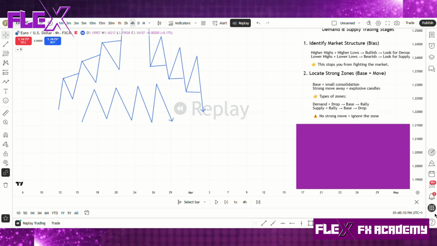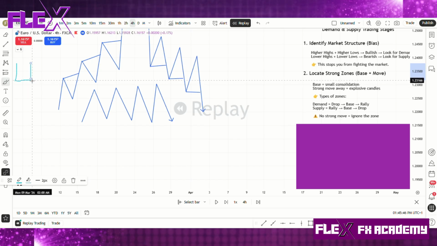Rally-base-drop. Let me get my drawing tools. For a demand zone, we're looking for a drop-base-rally. So we're looking for something like this: the market drops, creates a base, and then rallies up. Sorry, pardon my drawing. That's crooked. Let me just delete it and redo it again. Okay, so the market drops aggressively, creates a base, and then rallies up aggressively. This is what we're looking for.